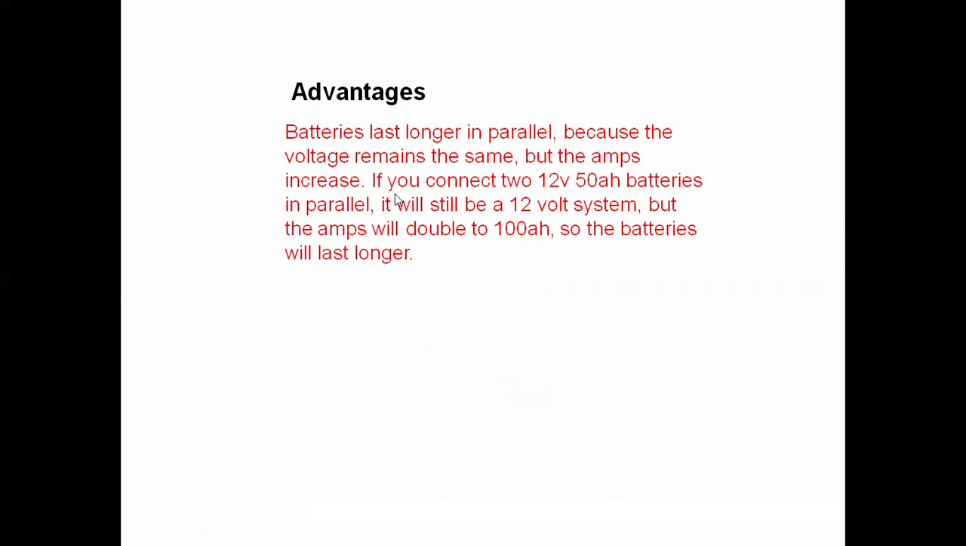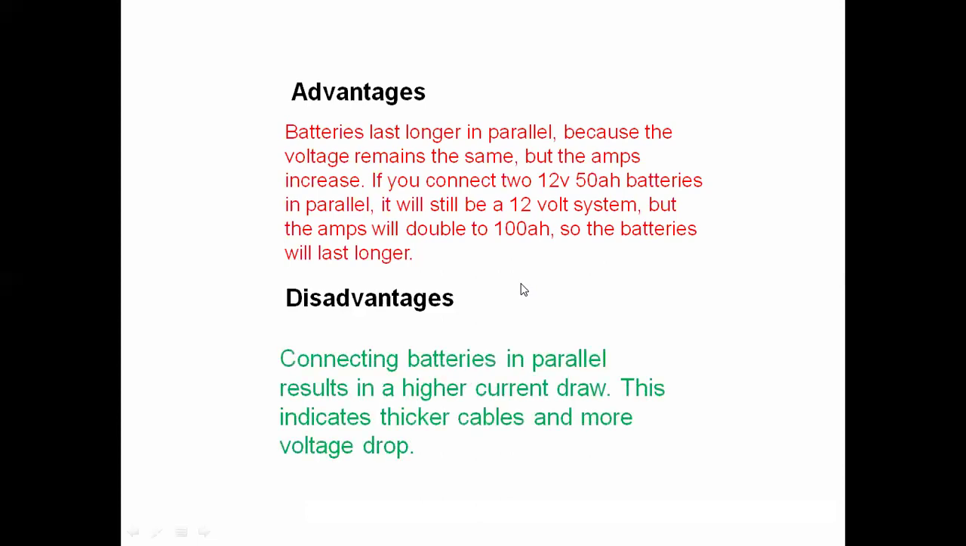Here, there is some calculation shown. Suppose two cells of 12 volts and 5 amperes into R are in parallel, then the total voltage still will be 12 volt, but the amperes will be double, that is 10 ampere into R. So, the battery will last longer. What is the disadvantage? That is the higher current. Okay, and it indicates it needs thicker cable.